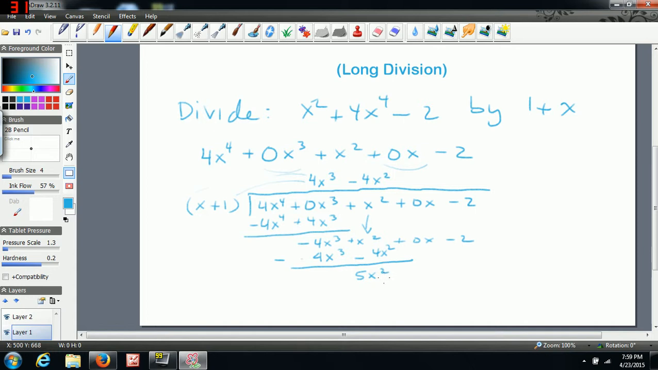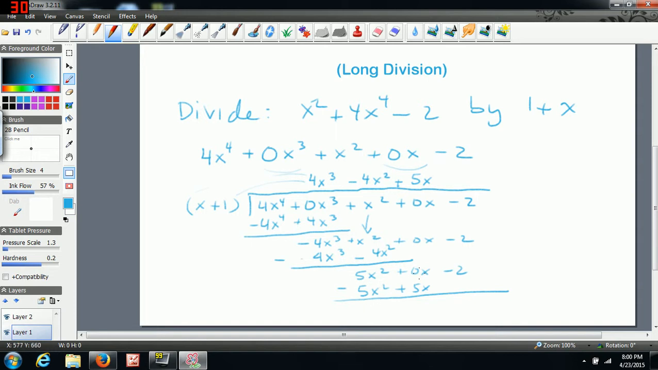And then at that point, again, you would just bring down these two from here. So 0x minus 2. So now you think, how many times does x go into 5x squared? And the answer would be 5x times. So then you take 5x and you multiply by x and by 1. So you get 5x squared plus 5x, and then you subtract again.